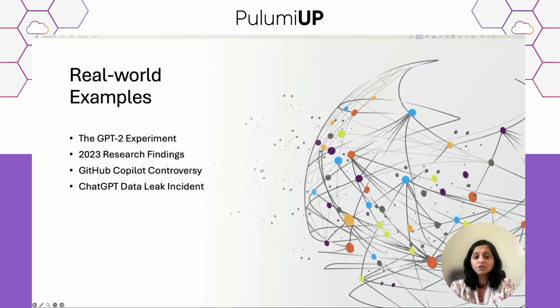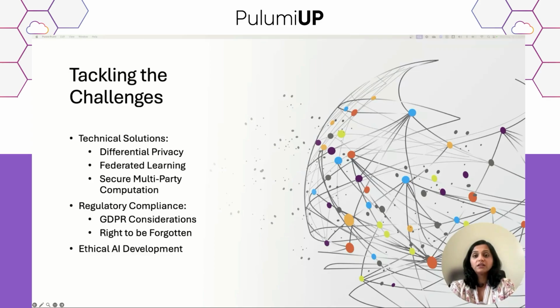They are real issues that companies and researchers are grappling with right now. They underscore the need for robust privacy safeguards as we continue to develop and deploy these powerful AI systems. Now that we have seen the challenges, let's talk about how we are tackling them. The tech world isn't sitting idle. There's a lot of work happening on multiple fronts.